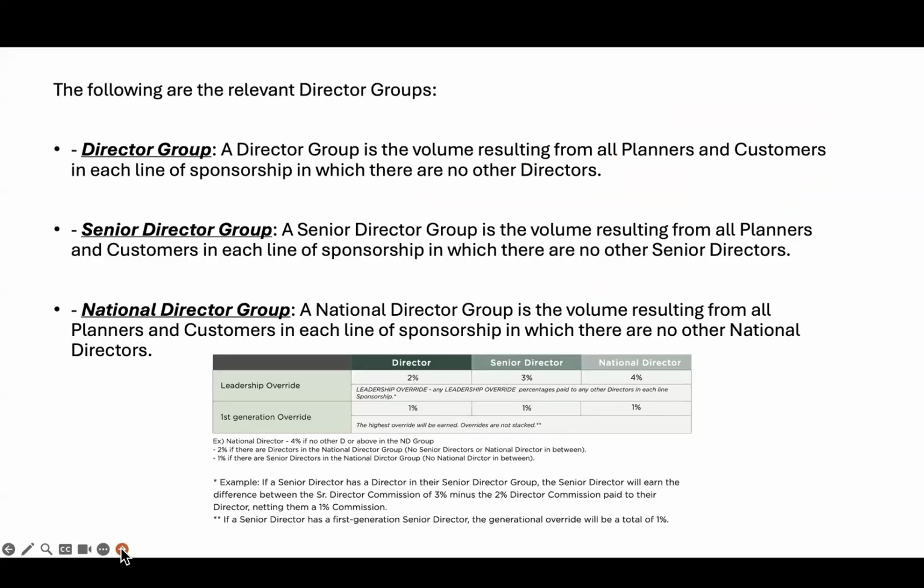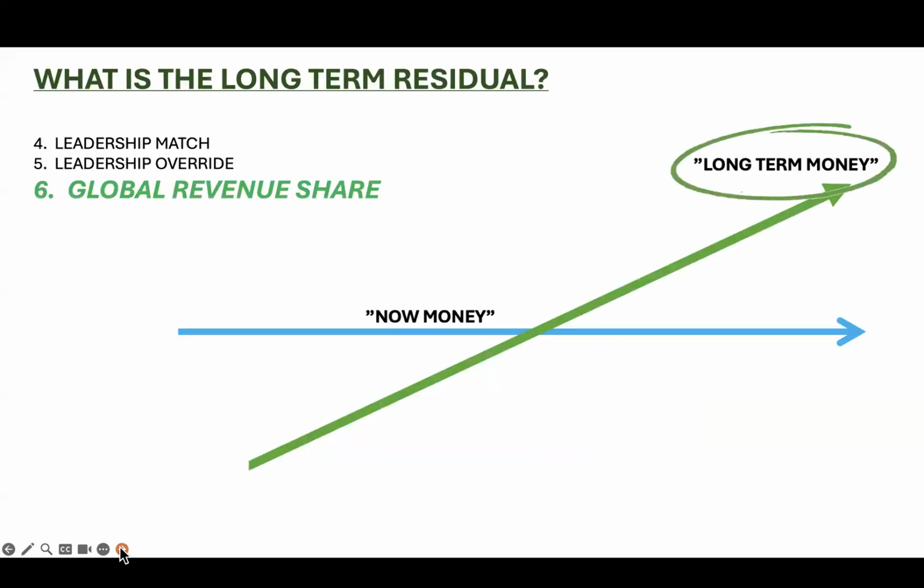Now, the following are the relevant director groups: director group, senior director group, national director group. This is pretty much like an open line, like how I had said. A director group is a leg where there are no other directors. A senior director group is a leg where there's no equivalent senior director. National director group means you're the open line. There is no other national director in that leg but you. Okay, so these are the overrides. You want to start paying attention to this right around the time you're wrapping up team leader, going director.